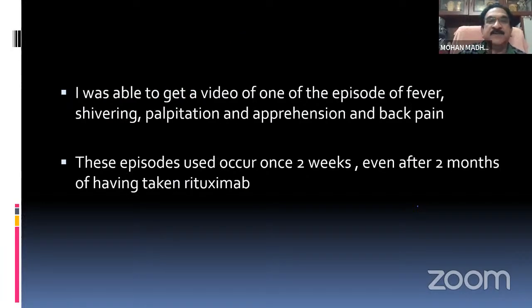I was able to record one of the episodes. So I was able to get a video of one of the episodes of fever, shivering, and palpitation. Along with that, he was also complaining of backache. And this used to occur once in 2 weeks, even after 2 months of having taken rituximab. This is one such episode.